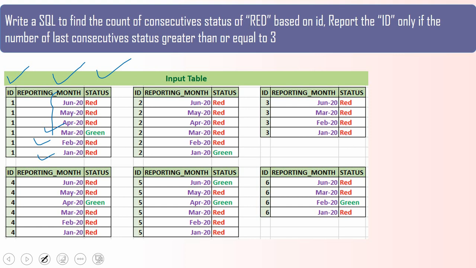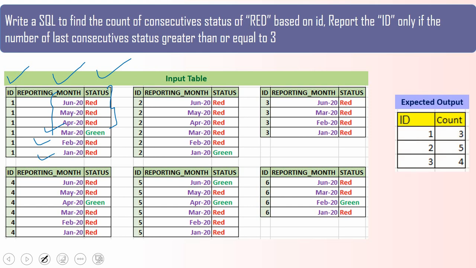Very similar to that, we have multiple IDs, and for every ID there is a reporting month and a status. So the expectation is for each ID we need to find the last consecutive count of red status. That is, till you encounter green you just need to count the number of red statuses. If the consecutive count is greater than or equal to 3, then we need to print the ID and the count. For example, in case of 1, the last consecutive red status count is 3. So we just need to print 1 and 3. ID is 1, count is 3.